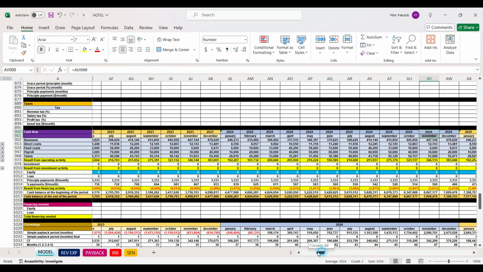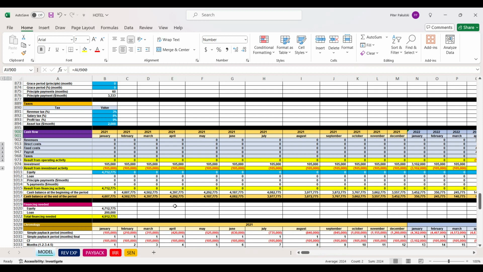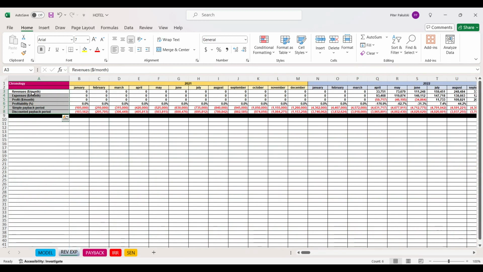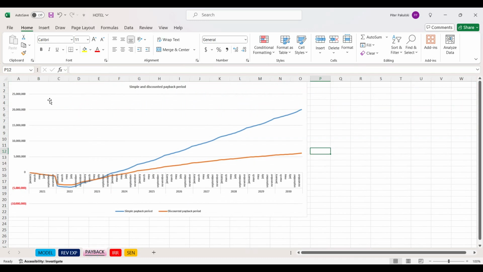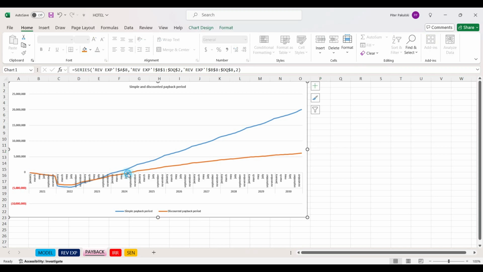Next step. Here we placed a very simple table showing us total revenues, total costs, profit and profitability, done monthly. Next step. Simple and discounted payback period. The moment when each diagram crosses the timeline is the moment when the project has generated the amount of cash that equals the total amount of financing that is required to start this business. This is the moment of the payback.